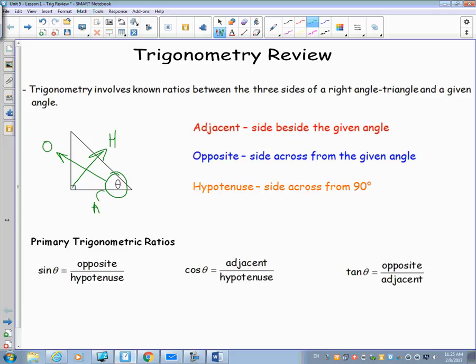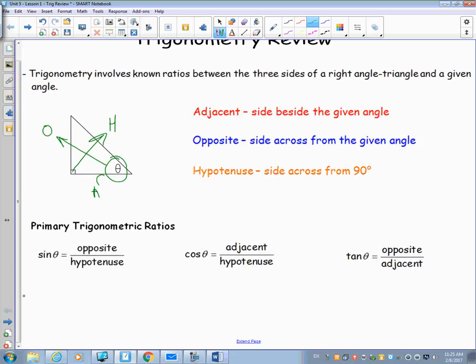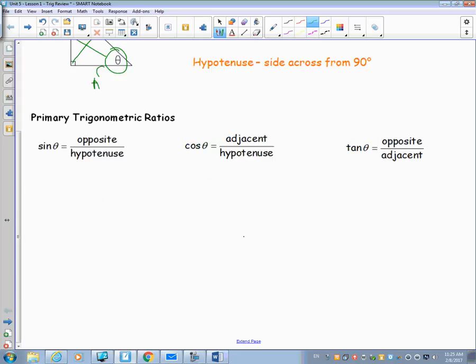Three primary trig ratios. The sine ratio is opposite over hypotenuse, cos is adjacent over hypotenuse, tan is opposite over adjacent. And hopefully if you remember nothing else from grade 10, you remember the word SOHCAHTOA. Remember, to use SOHCAHTOA, it's got to be a right angle triangle.